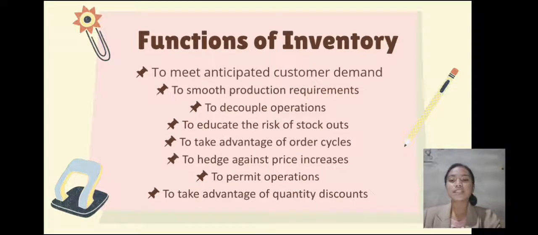Next function is to take advantage of order cycles. So to minimize purchasing and inventory costs, a firm often buys in quantities that exceed immediate requirements. This necessitates storing some or all of the purchase amount for later use. Similarly, it is usually economical to produce in large rather than small quantities. Again, the excess output must be stored for later use.